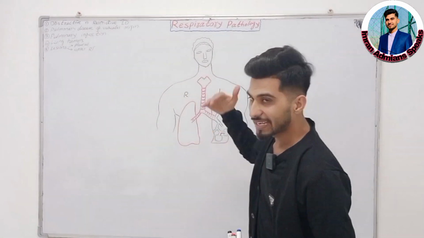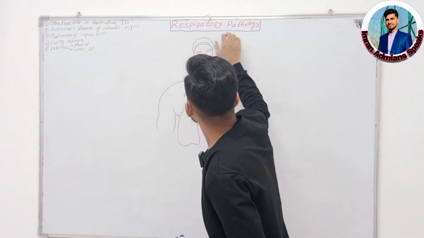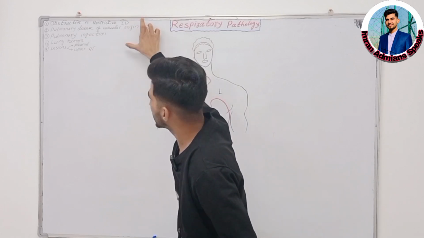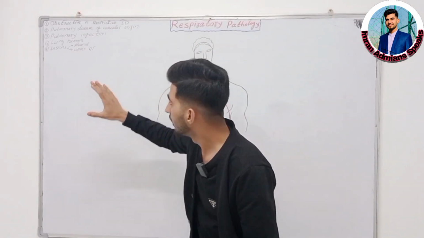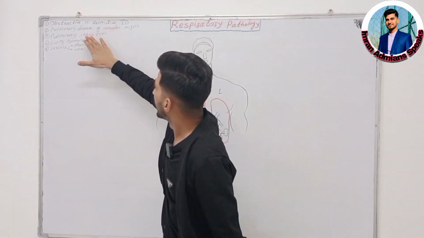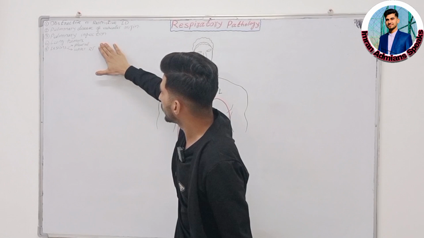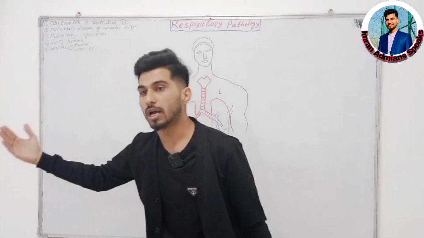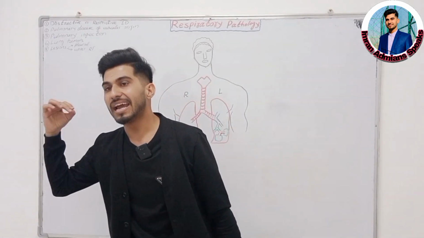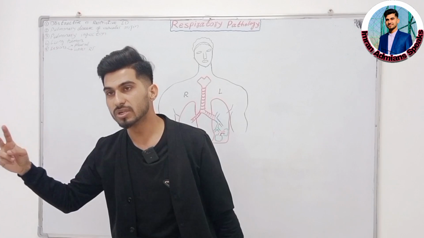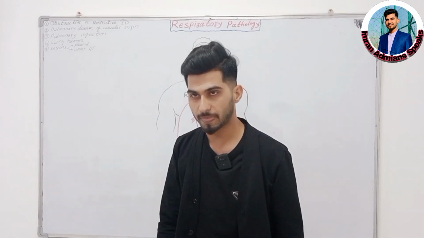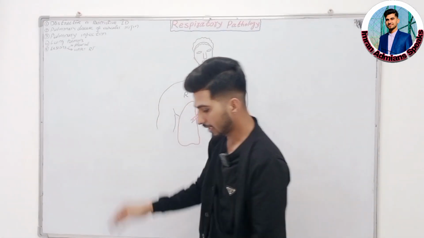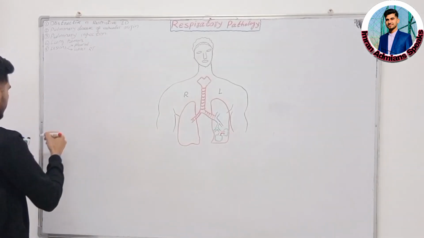Now we will discuss each point one by one. Total respiratory system pathology consists of these 5 major groups: obstructive, restrictive, pulmonary disease of vascular origin, pulmonary infection, lung tumors, and lesions of pleura and upper respiratory tract. Besides these, some other terms are atelectasis and respiratory distress syndrome.